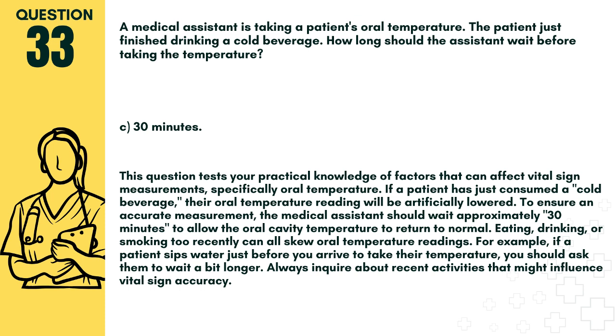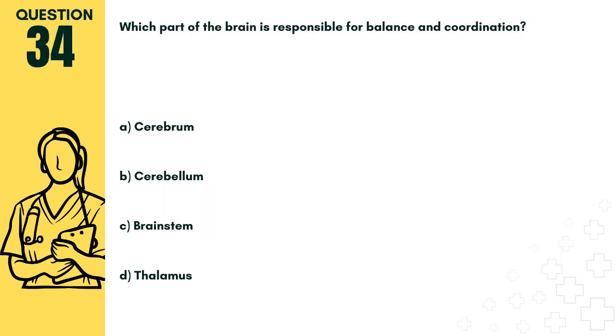For example, if a patient sips water just before you arrive to take their temperature, you should ask them to wait a bit longer. Always inquire about recent activities that might influence vital sign accuracy. Question 34. Which part of the brain is responsible for balance and coordination? A. Cerebrum. B. Cerebellum. C. Brainstem. D. Thalamus.